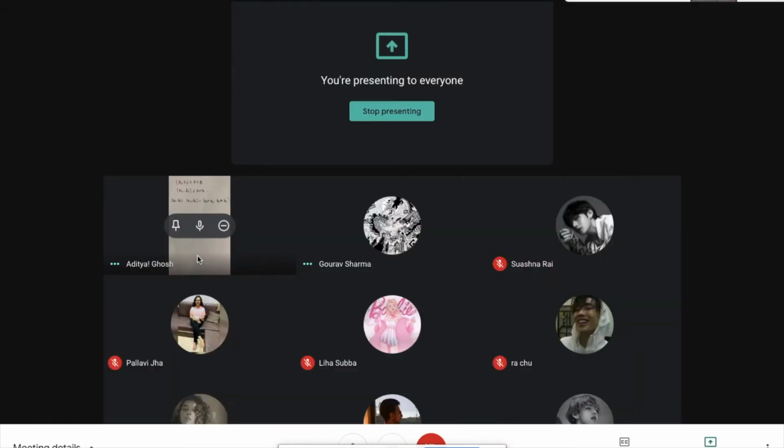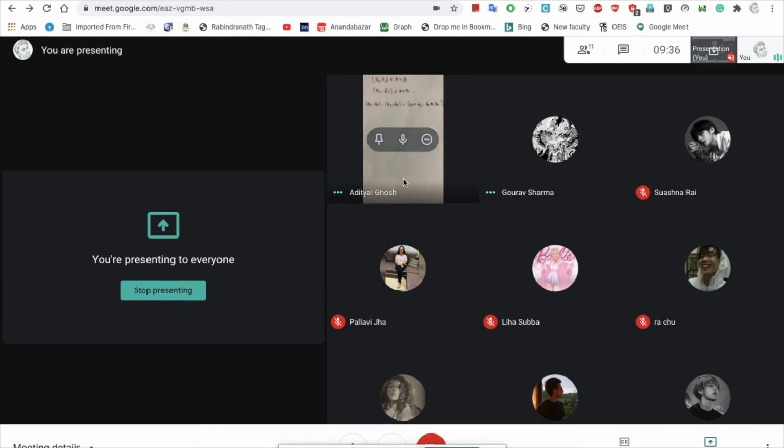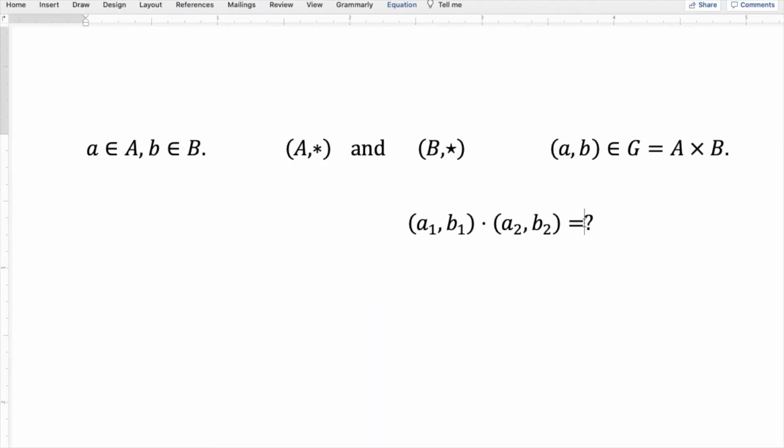This is the most natural way to do this, because we have an operation defined available on A, and we have an operation available on B. You have this one, you have this one. I mean, what do you do? (A1, B1) dot (A2, B2). Now the easiest way to do this is component-wise multiplication or component-wise addition.